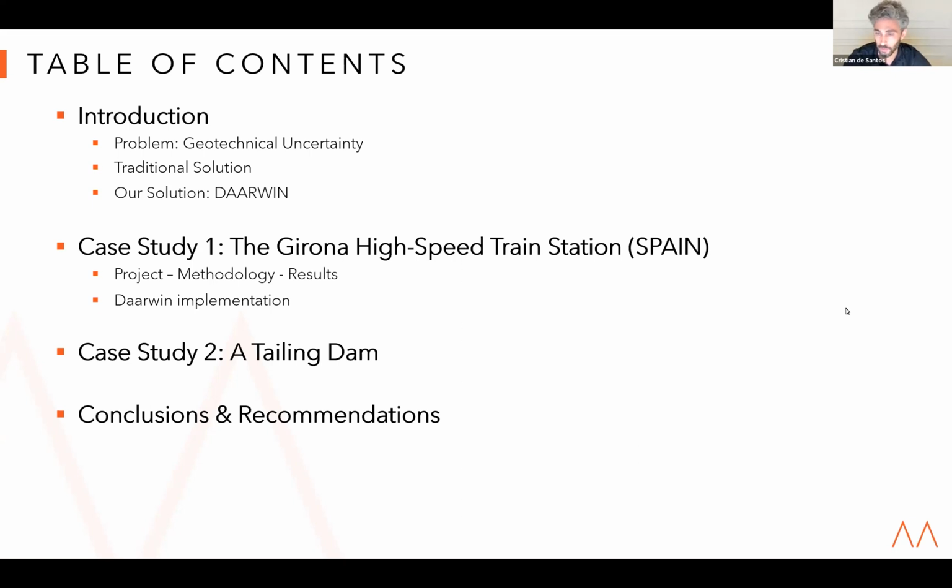we implement our solution. Then I will present a second case study, which is a tailing dam. My idea was initially to present in detail the tailing dam project, but because of confidential issues, I cannot present everything. So I will be using this excavation case study to present all the methodology and some results, and then I will illustrate with some results the case study for the tailing. And finally, some conclusions and recommendations regarding geotechnical back analysis or how to calibrate numerical models using monitoring data.